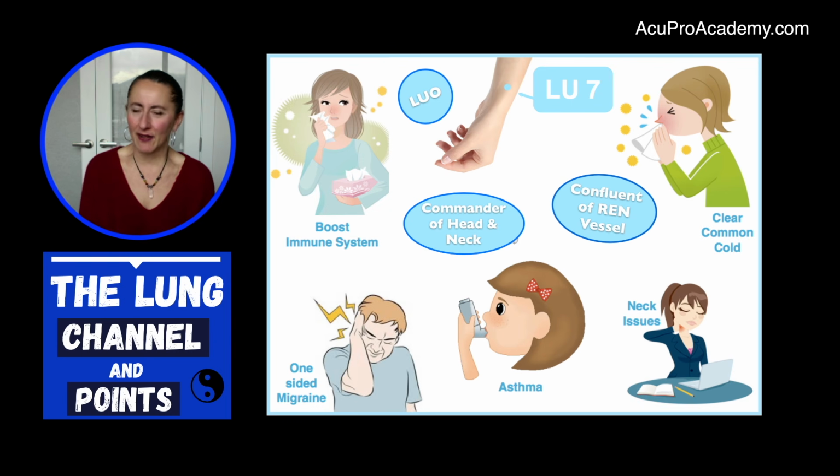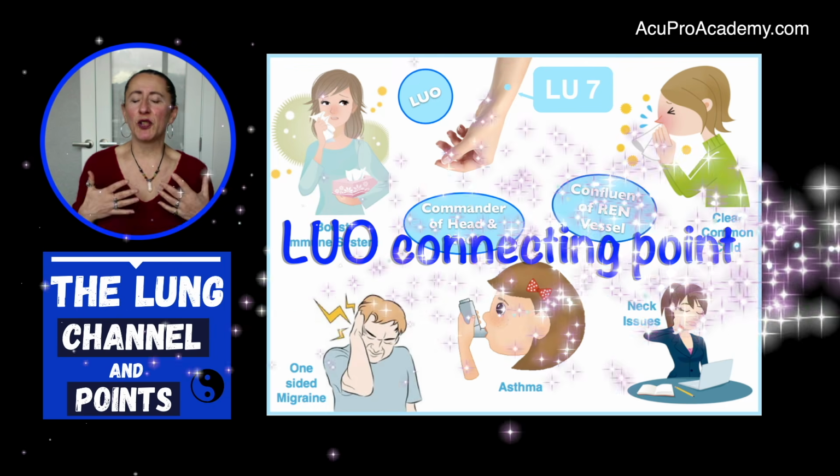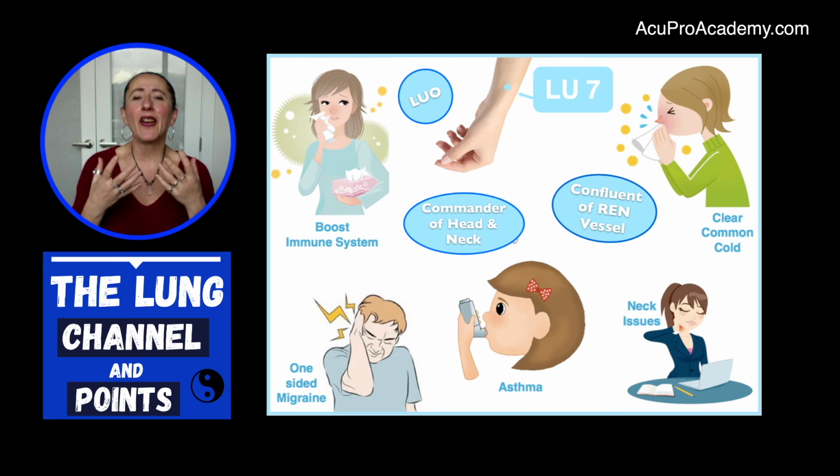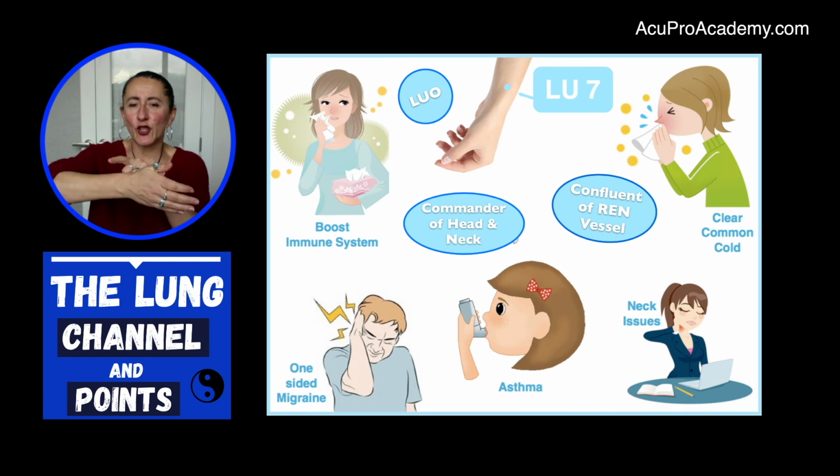Now let's get back to Lung 7 being a special point. It is a Luo connecting point, which means it connects the Lung to its related meridian, the Large Intestine. And we saw that when we looked at the Lung channel pathway. Remember, there was a branch starting from Lung 7, finishing at the index finger, connecting to the Large Intestine. And as you can see, Lung 7 is actually along the Large Intestine meridian pathway.